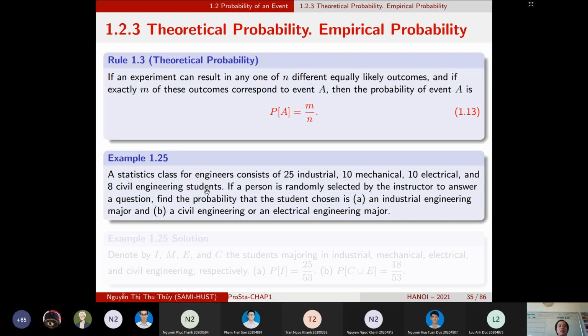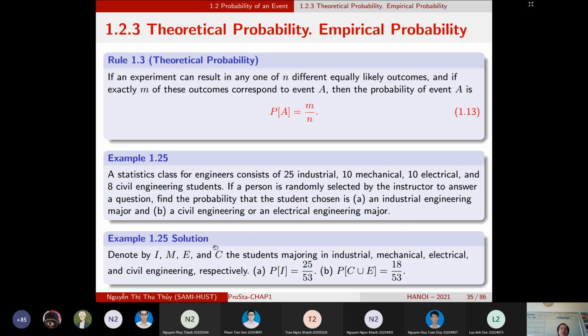For example, a statistics class for engineers consists of 25 industrial majors, 10 mechanical majors, 10 electrical majors, and 8 civil engineering students. We have 25, 10, 10, and 8 students in each group. If a person is randomly selected by the instructor to answer a question, how do we calculate the probability that the student is an industrial engineering major, and the probability that we choose a civil engineering or an electrical engineering major?